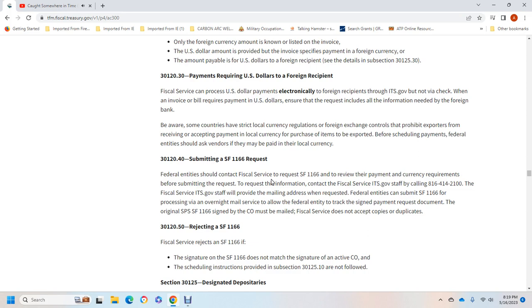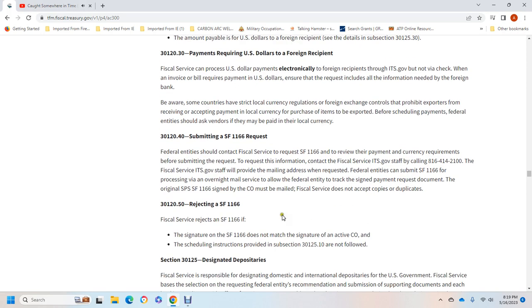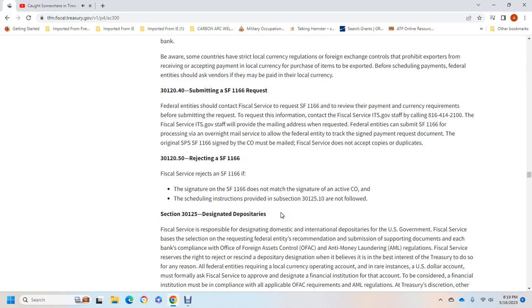The process can be done overnight with a mail service that allows the federal entity to track a single payment and request document. The original SF 1166 must be signed by the certifying officer. Mail officials do not accept copies or duplicates. Financial officials will reject a Standard Form 1166 whose signature does not match the signature of the certified officer.